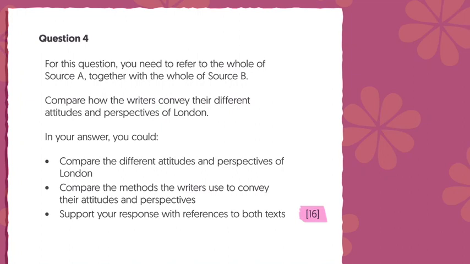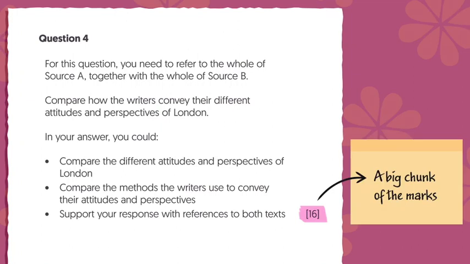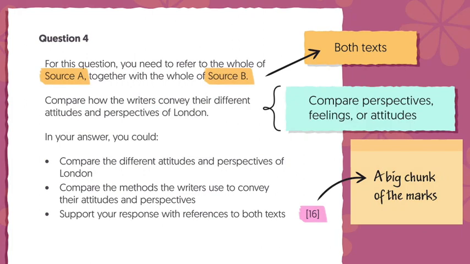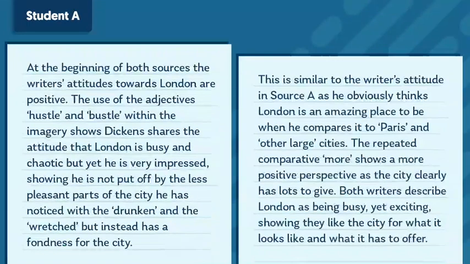Remember that question 4 is worth 16 marks, so it's a big chunk of the marks for this paper. It will always ask you to refer to both texts and to compare both writers' perspectives, feelings, or attitudes towards a topic. In this case, it asks you to compare how the writers convey their different attitudes and perspectives of London. Let's look at part of student A's response now.